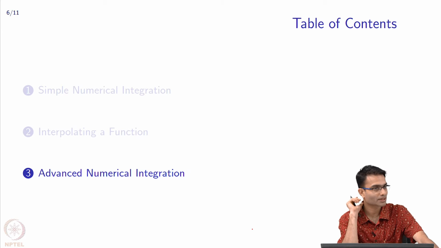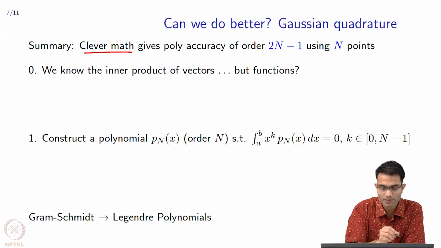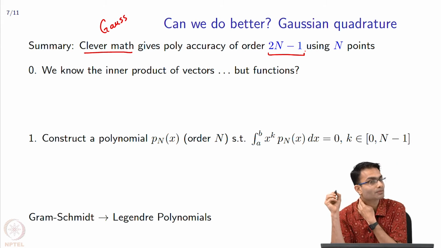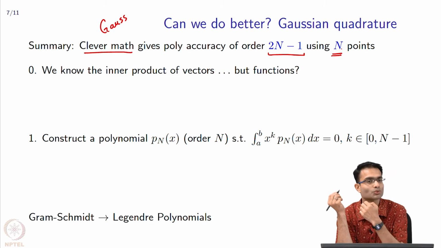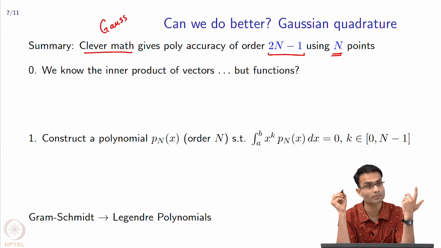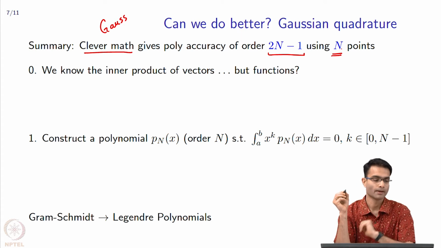That brings us to the third section on advanced numerical integration. There is some very clever math, not surprisingly thanks to Gauss, who is able to give you the answer to accuracy 2n minus 1, keeping the same n points. It seems impossible. How is it possible? The next few slides will try to understand how we can get an accuracy of order 2n minus 1, keeping the same n points. We will go through it step by step.